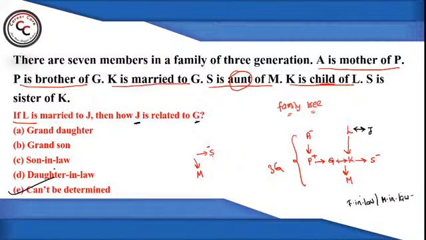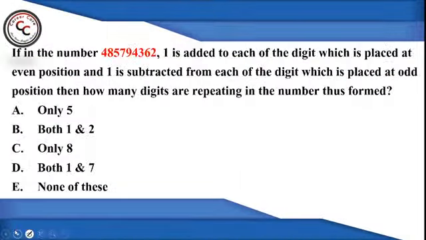Okay. Similarly, let's go to the next question. Look at the next question. This question comes from series. For this question, let me give you 1 minute of time. You just try and tell me what your answer says. Quickly. What does the answer say for this particular question? Right. Option number D. Okay.